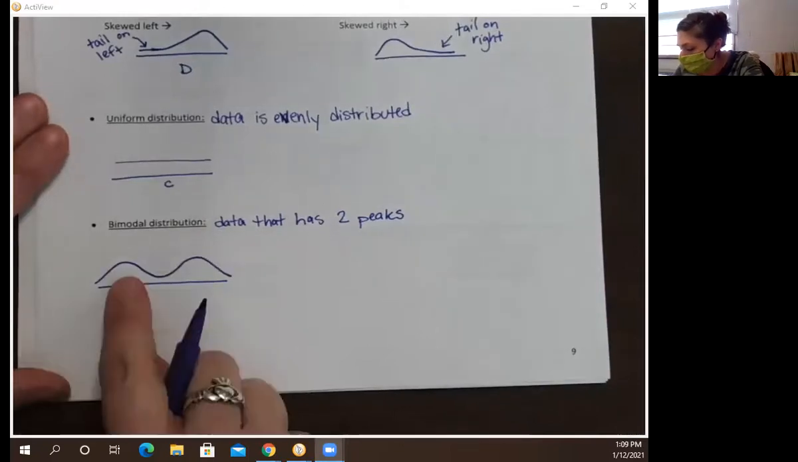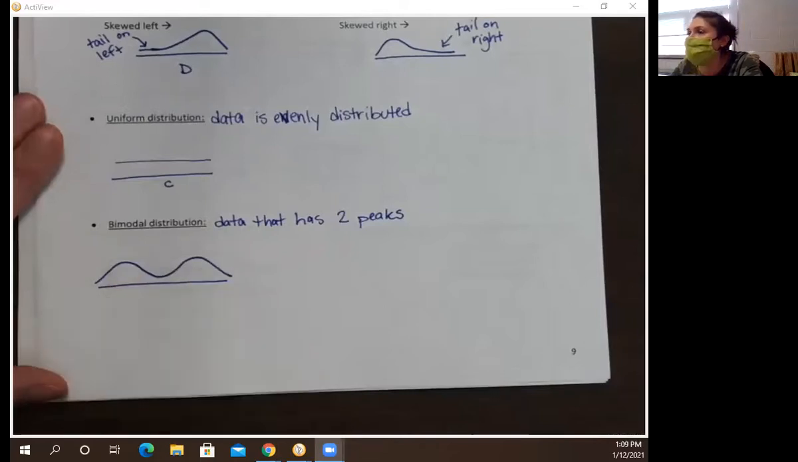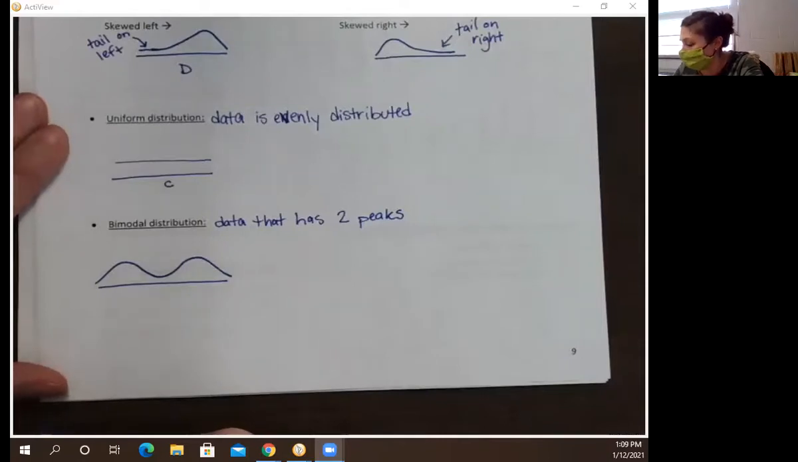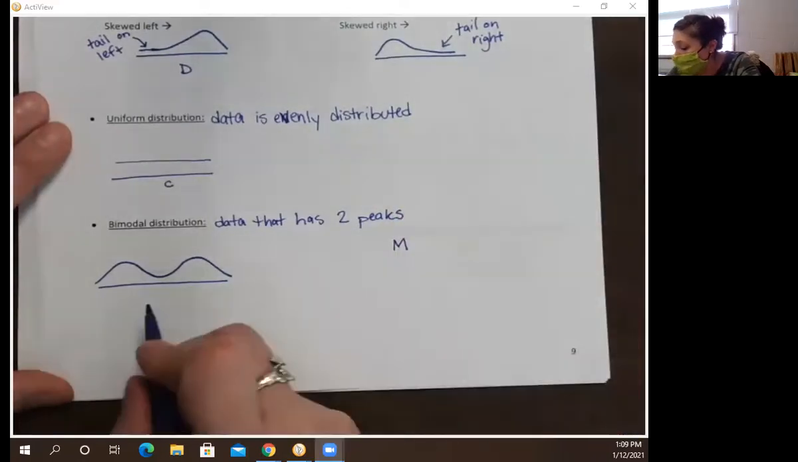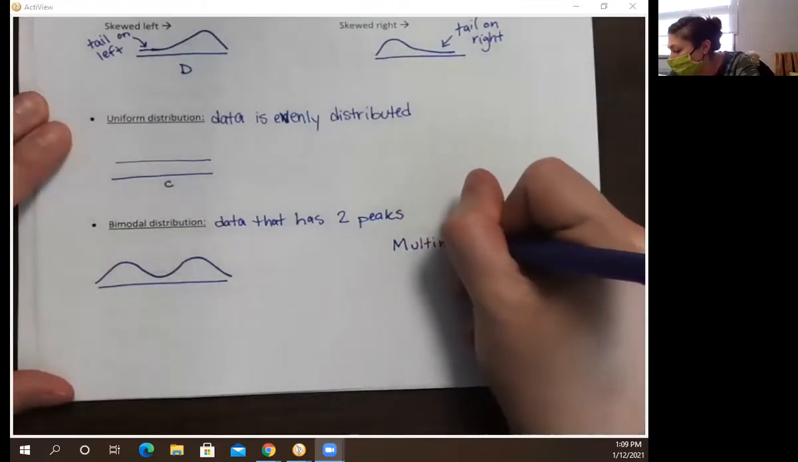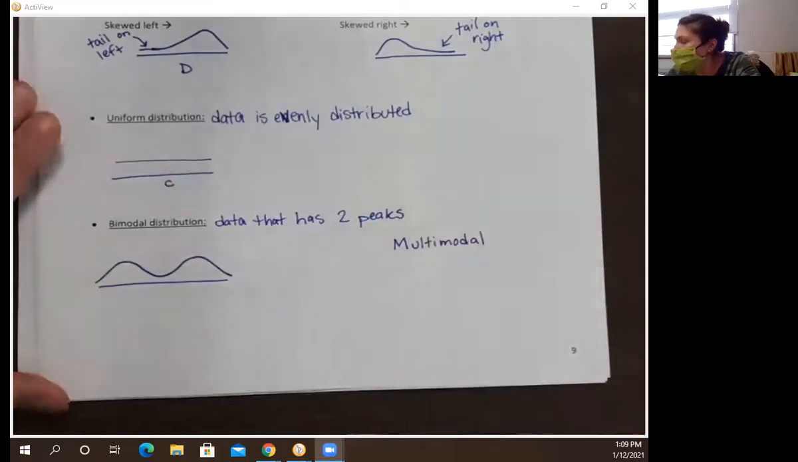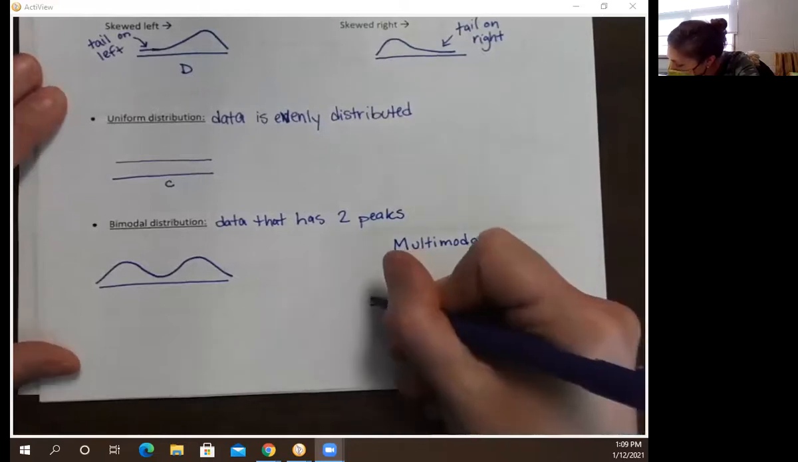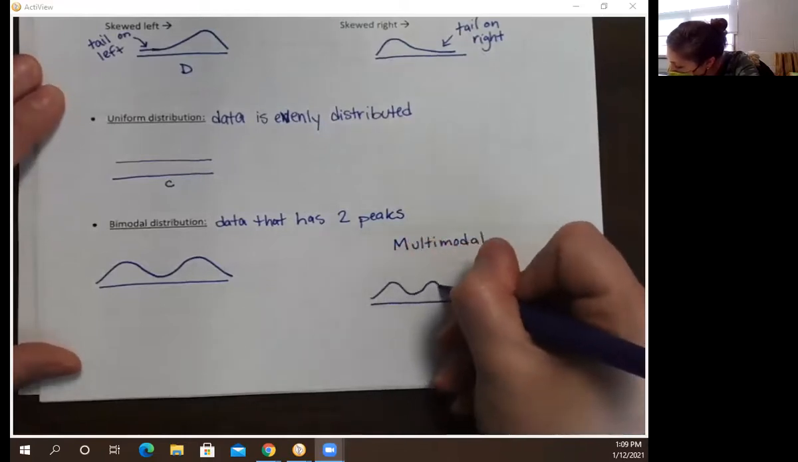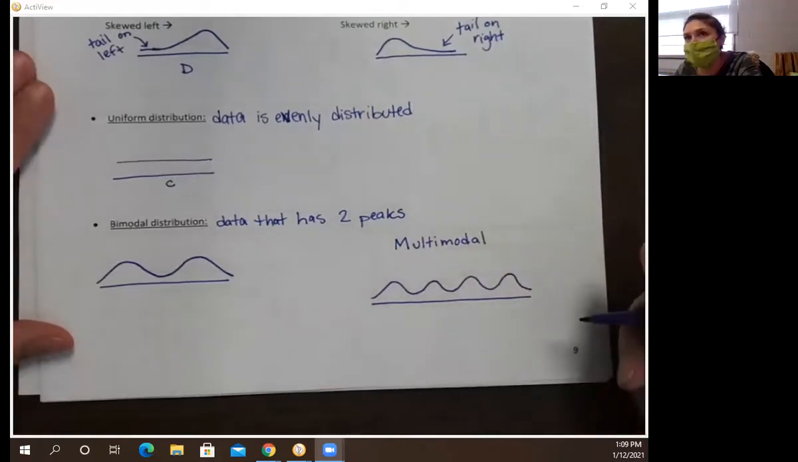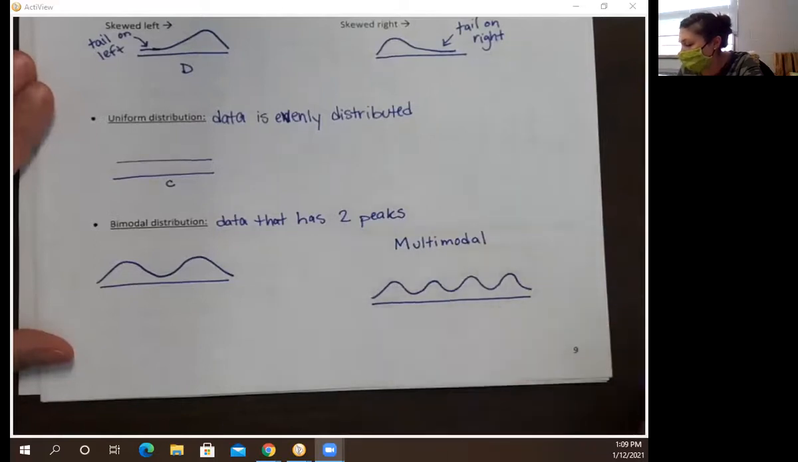So it kind of looks like two bell distributions together on the same graph. You could also have more than two peaks for your data, and that's what we would call multimodal. So if it's more than two, we would call it multi. Two, we would call bimodal. But multimodal might look something like this, where I've got a peak, and then another peak, and another peak, and another peak. If I've got a bunch of peaks, then that's what we would call multimodal.